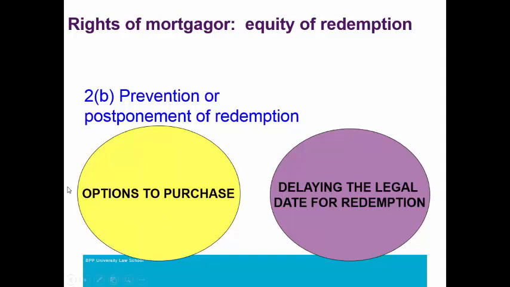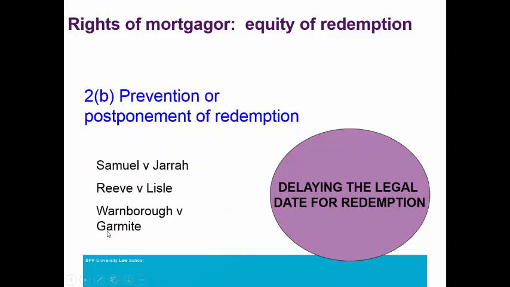The cases on this are Samuel and Jarrah, Reeve and Lyle, and Warnborough and Garmite. Samuel and Jarrah sets out the usual rule that options to purchase which are granted to lenders in mortgage deeds will be void. However, an option might be valid if it's given by a subsequent independent transaction, as it was in Reeve and Lyle.